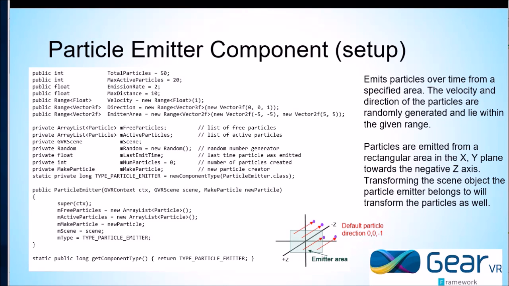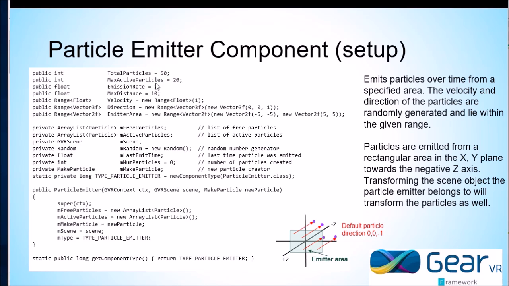Now we're going to define a particle emitter component, and this component will emit particles over time from a specified area. So the velocity and the direction of the particles are going to be randomly generated, and we'll be able to specify the range. So here you see we're going to have the total number of particles.